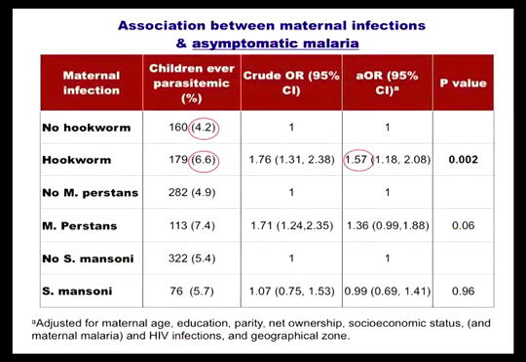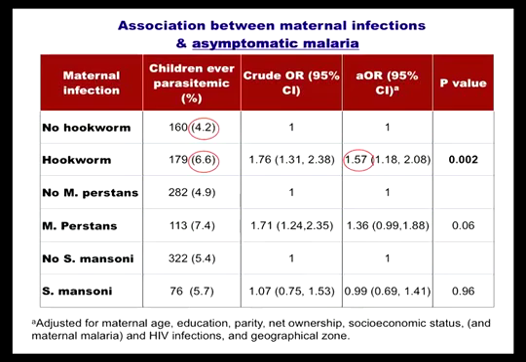A similar analysis was carried out to explore the association between maternal infections and asymptomatic parasitemia in childhood. The first column has the maternal infections. The second column has the percentage of children who were ever parasitemic at their annual visits. Then a crude odds ratio was calculated, as well as an adjusted odds ratio, including the confounders listed below.